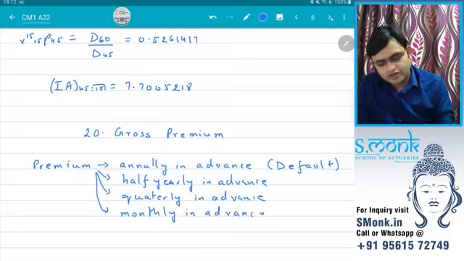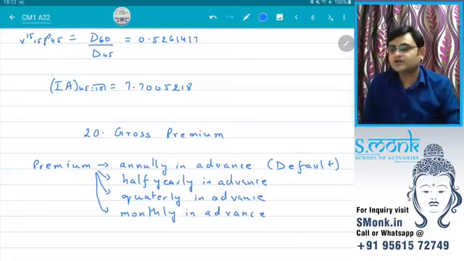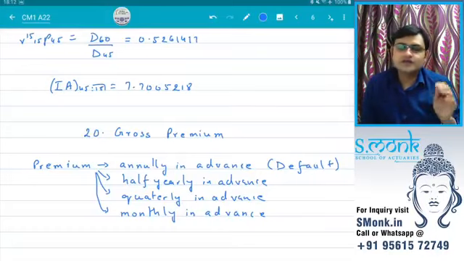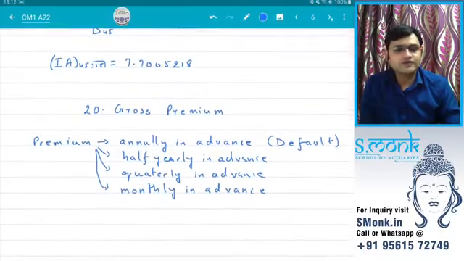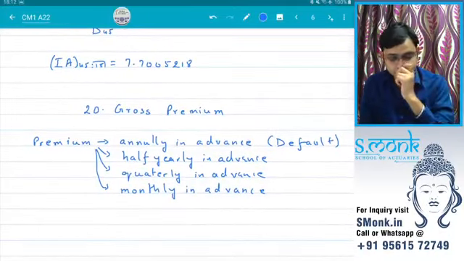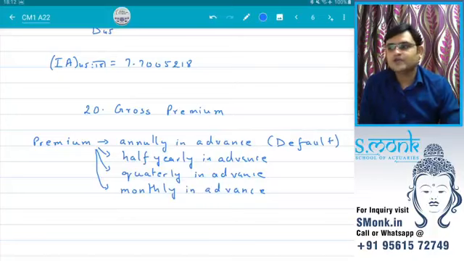But premium will always be in advance. The payment cannot be in arrears, because we'll not say that we'll start the policy today, pay us in 1 year's time. We'll never be saying that. So it will always be in advance. Okay. It can be annually, that is what we will be taking at the beginning, but it can be half yearly, quarterly, monthly, whatever. Okay, so usually these are the 4 modes of paying the premium.